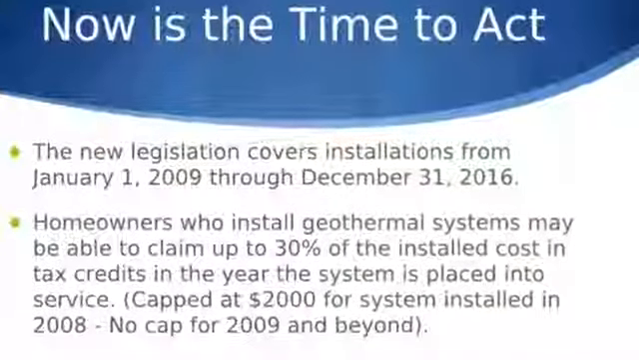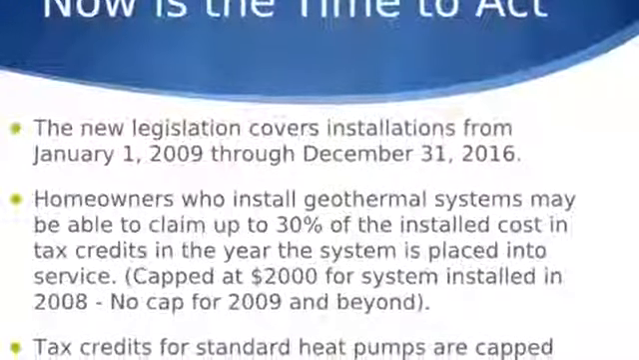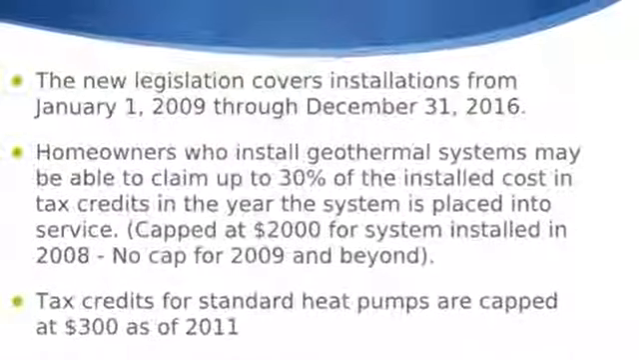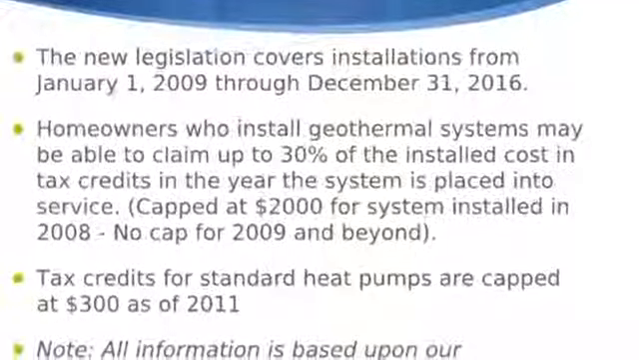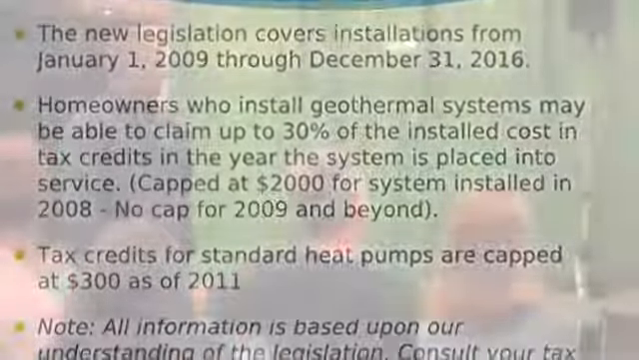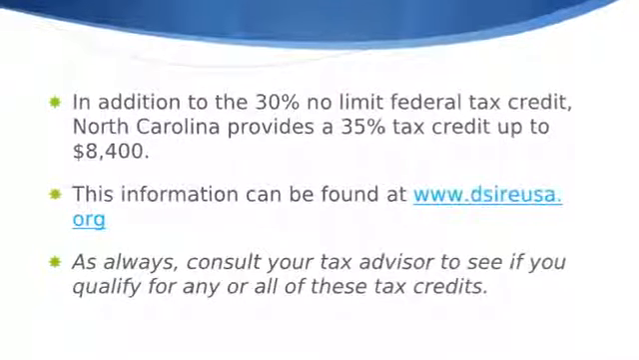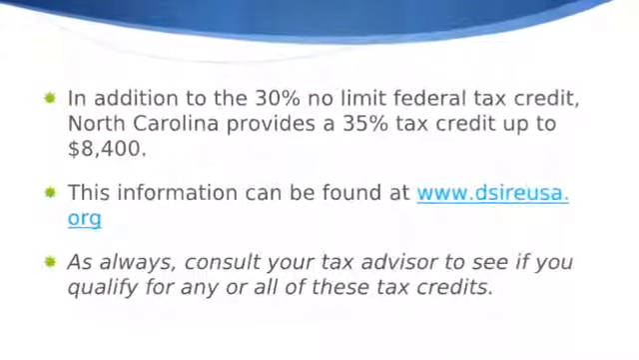The tax credit that Tony spoke of a few minutes ago is good through December 31st, 2016. Homeowners can claim up to 30% of the tax credit. Like Tony said a few minutes ago, we're not accountants. Everyone needs to check with their accountant about their personal tax situation. As of right now, the state of North Carolina has some of the most attractive state tax credits for geothermal installation.